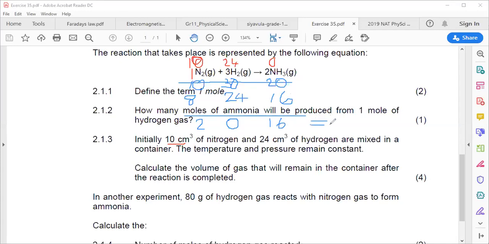So what is my total gas that is remaining? I've got 2 that was not used. I've got 16 that I formed. So the volume that I have at the end of the reaction is going to be 2 plus 16, which is how much? 18. My answer is 18 cubic centimeters.